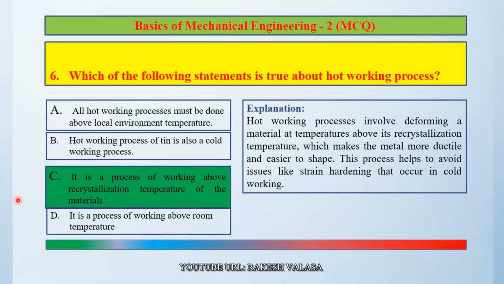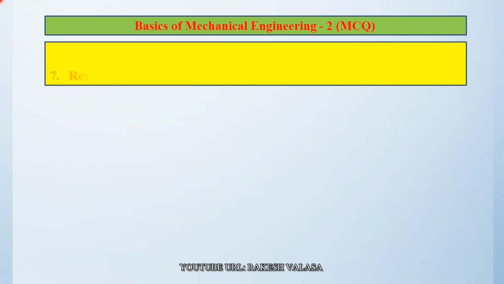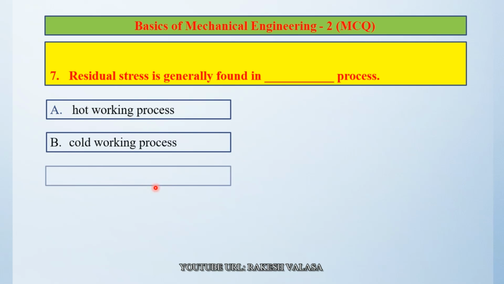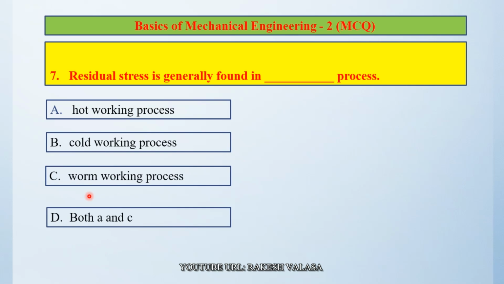So the correct answer is option C. It is a process of working above recrystallization temperature of the materials. Question number 7. Residual stress is generally found in dash process. Option A, hot working process. Option B, cold working process. Option C, warm working process. Option D, both A and C.